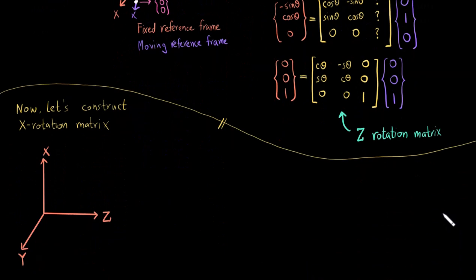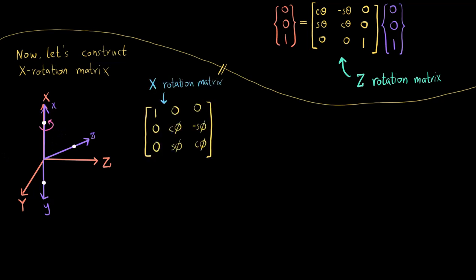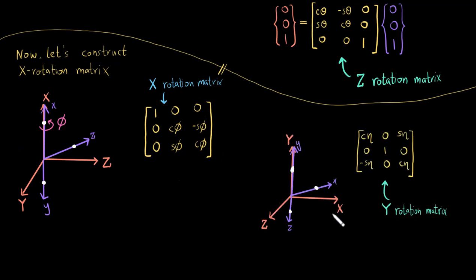So, in order to construct a rotation matrix about x, what I like to do is redraw my axis in such a way that x is pointing upwards, and this is my fixed axis. I draw a moving axis, so x has been rotated by an angle, right? And then I follow the very same approach as before, and I get this. So if the rotation is of an angle of phi, I get this x rotation matrix. And very similarly for the y, I get this as my y rotation matrix.